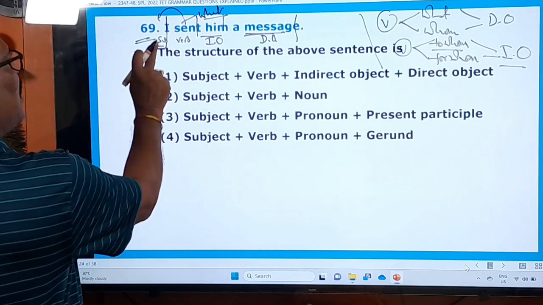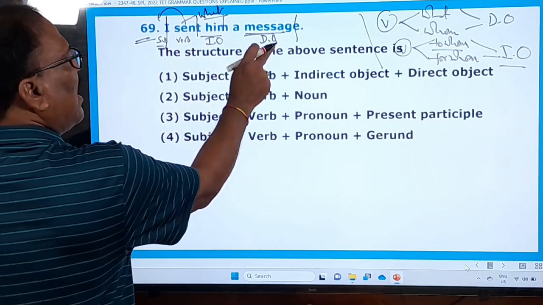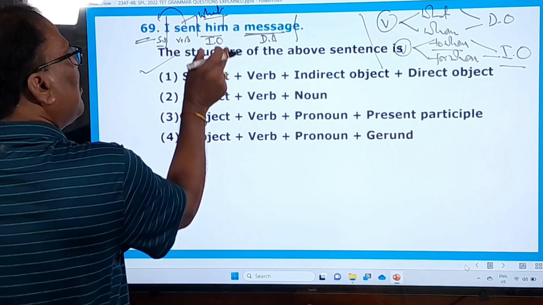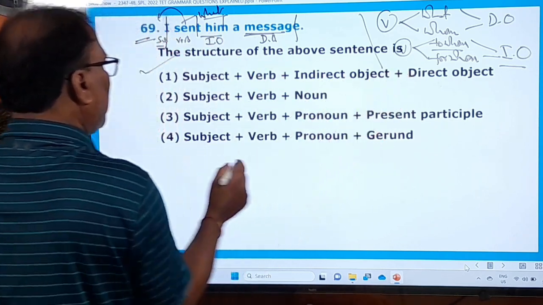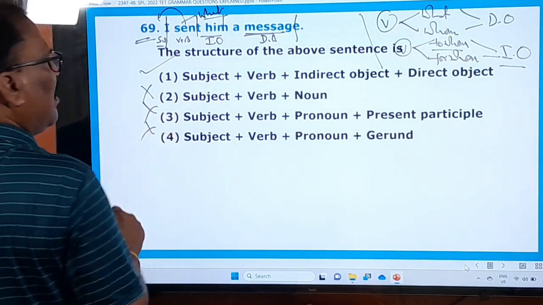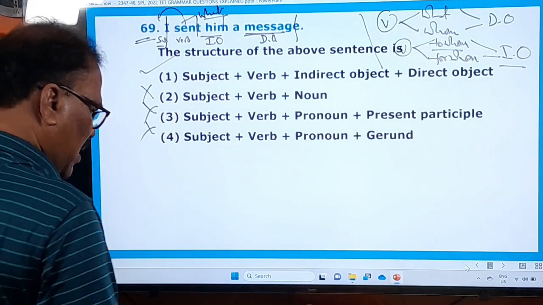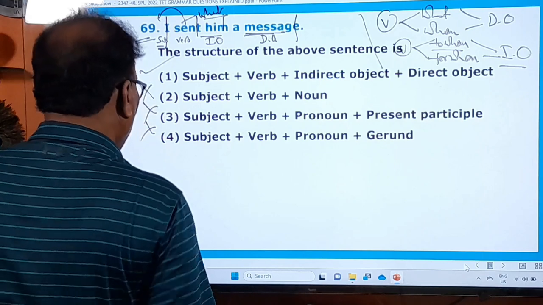So here, subject is there, verb is there, indirect object and direct object. So the structure of the above sentence is subject, verb, indirect object and direct object, and all the others are not the right one. Okay, you can understand that. Now, let's go to the second one.